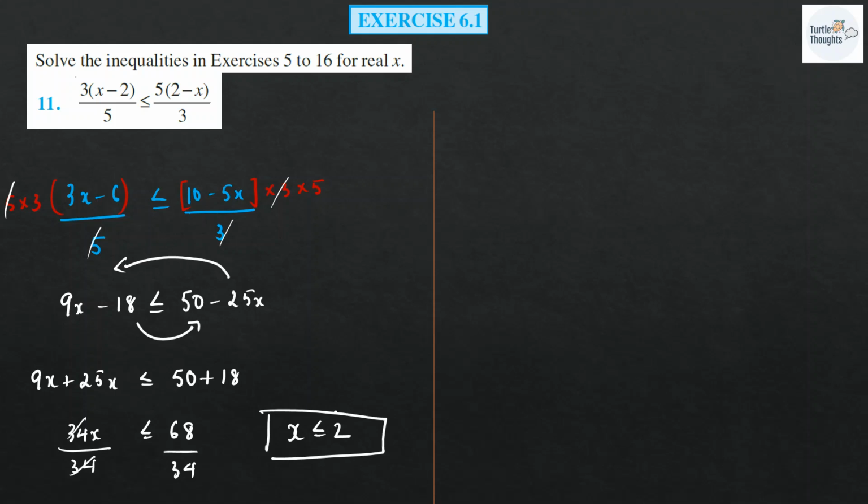What is going to be the solution set? The solution set is going to be equal to, starting with an open bracket, negative infinity, and it will end at 2, so it is going to be a closed bracket. Right, so this is going to be the solution. This is the solution set. I hope it's clear. And what is the difference between the solution and the solution set?